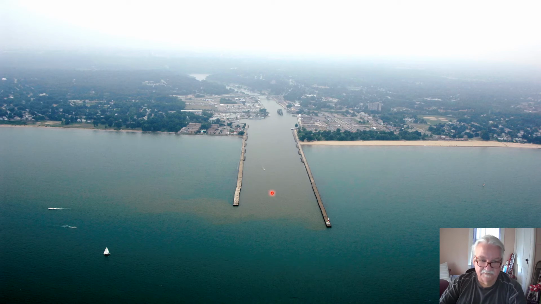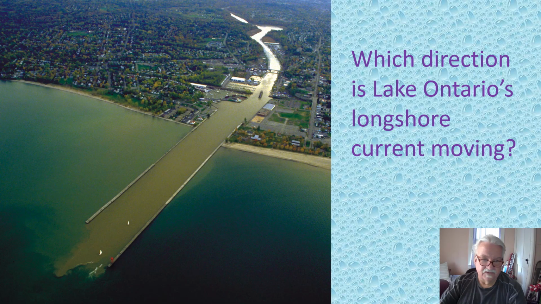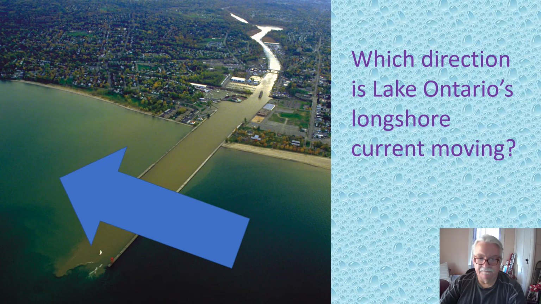It's coming out here, and you notice as you get out to the end here, the water clears up. That's because the sand has settled out. If we look at that a little more, you can see the sand projecting out into here, carrying over to there, and it starts to settle out over here. So in this one, which direction is Lake Ontario's longshore current going? That way.